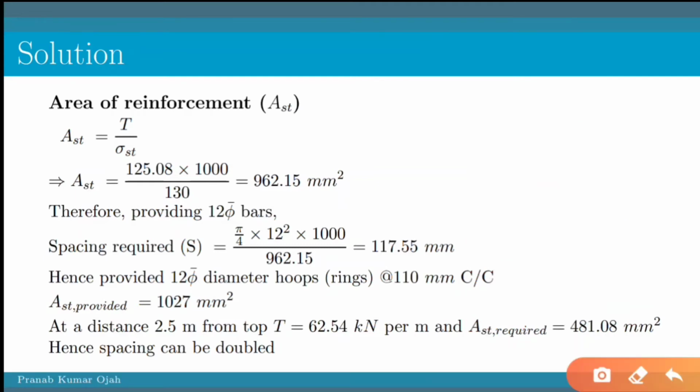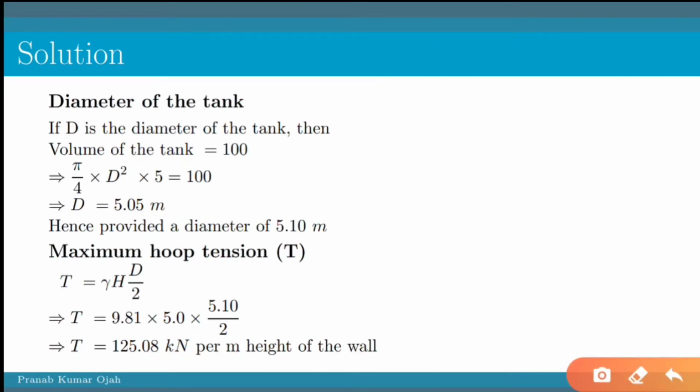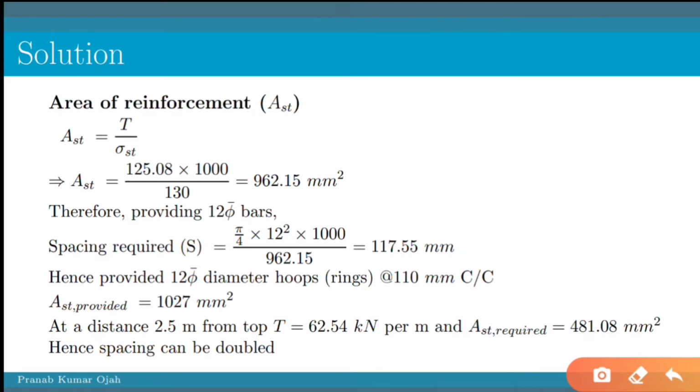Now, at a distance 2.5 meter from the top, hoop tension will be T equal to 62.54 kilonewton per meter. That is, we have calculated hoop tension as 125. So this hoop tension will be half of 125. So why has it happened?